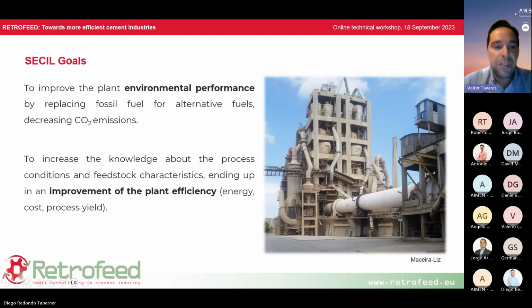Okay, so this project is perfectly aligned with the cement industry's greatest challenge for the coming years: reduce the carbon footprint of cement production. So we proposed two major challenges: to improve our environmental performance by replacing fossil fuels with alternative fuels, reducing the CO2 emissions, and to increase the knowledge about the cement production process, because we are aware that we still do not control all the important process parameters, and we need data to achieve optimization. This means producing the same quality cement with less raw materials, less energy, and less environmental impact.